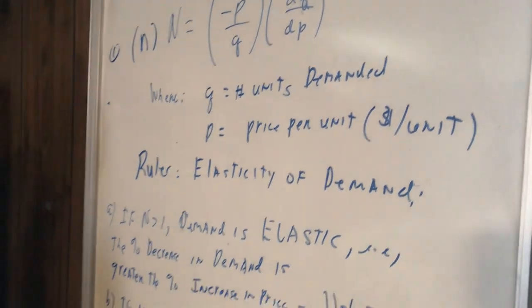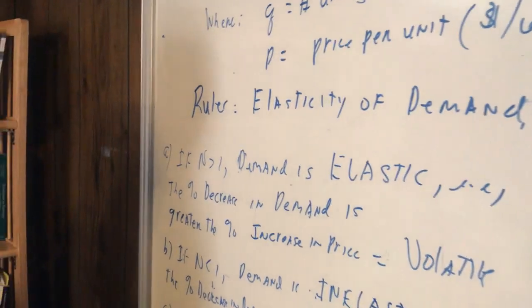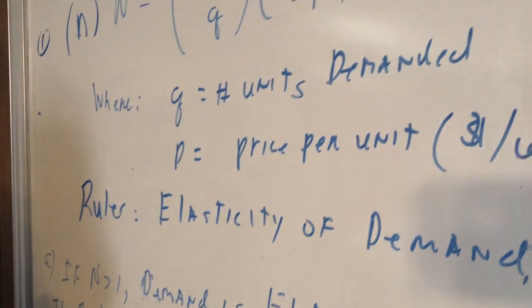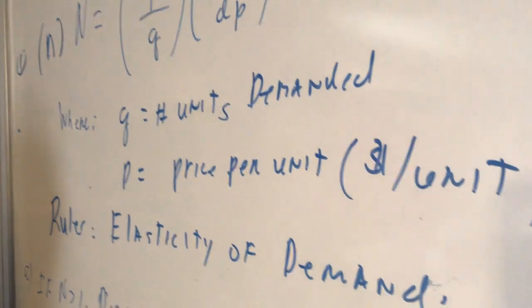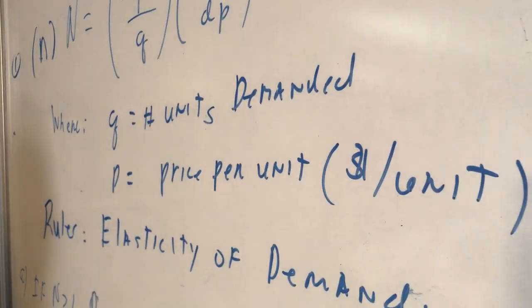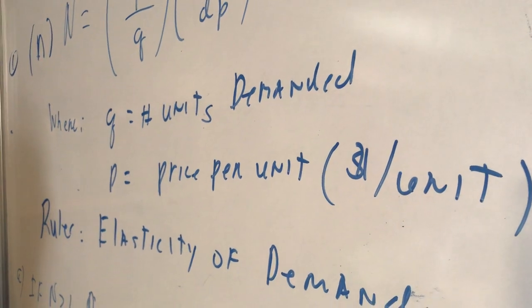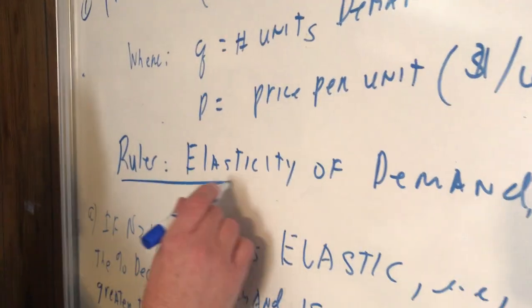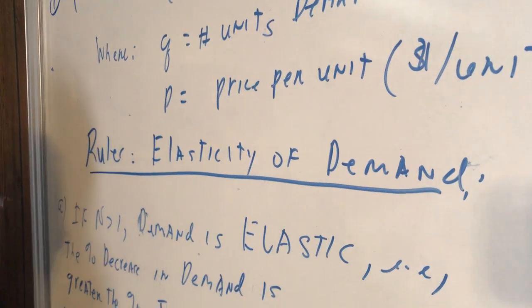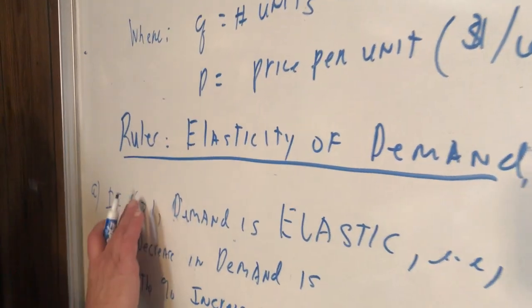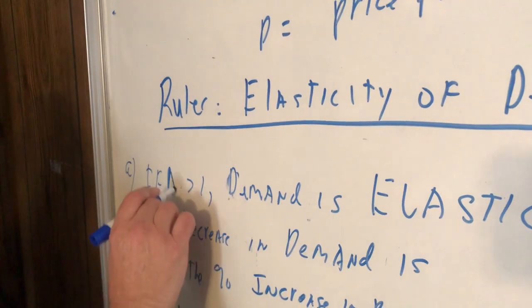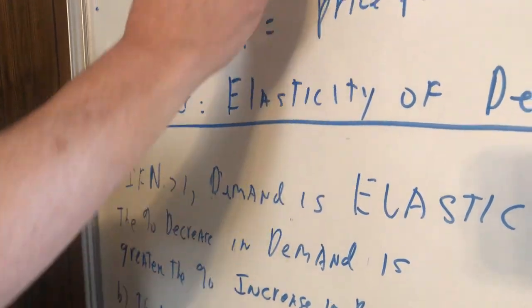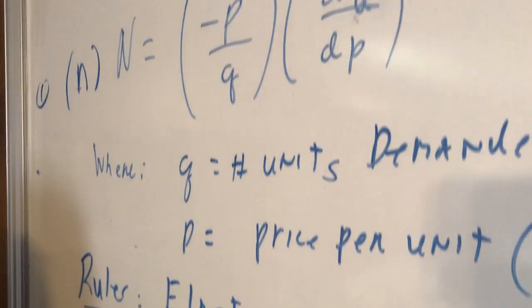N, not end. Where Q is the number of units demanded, which is basically going to be equal to how much they sell, and P is the price per unit. So we're looking at the relationship between Q and P. Now, these are the rules for demand elasticity. If N is greater than 1, we say that the demand is elastic.